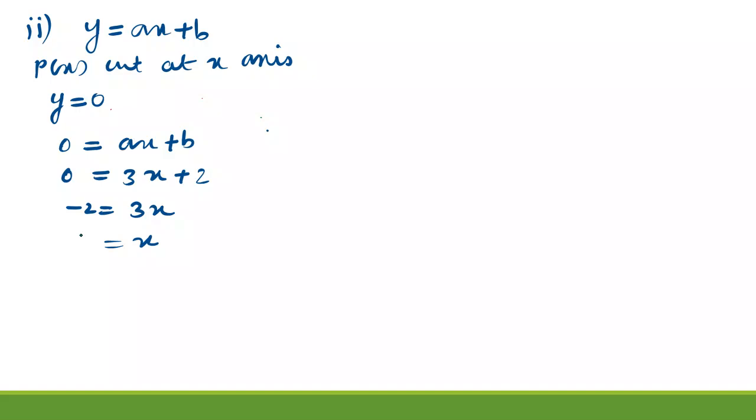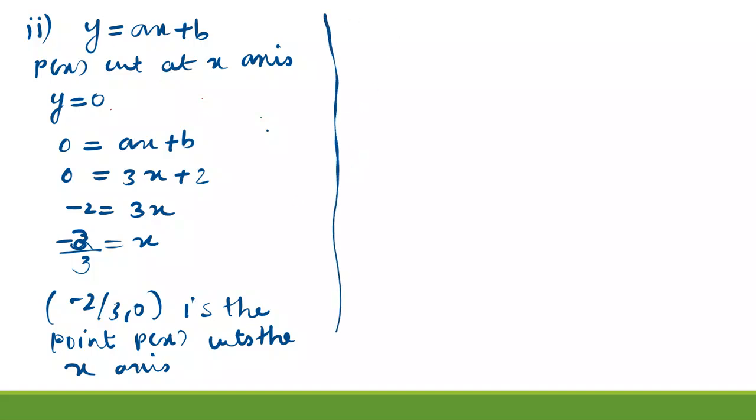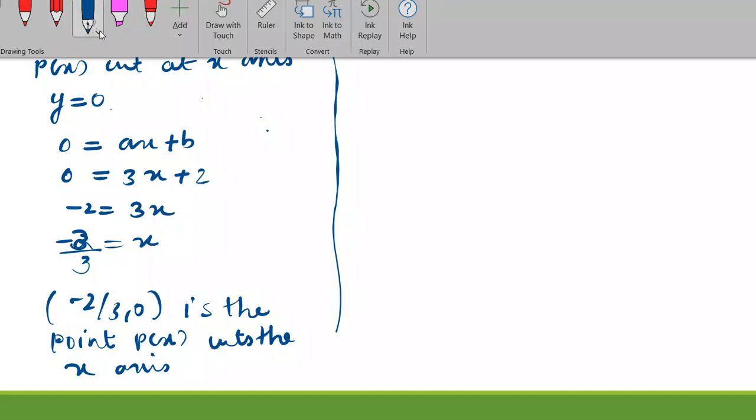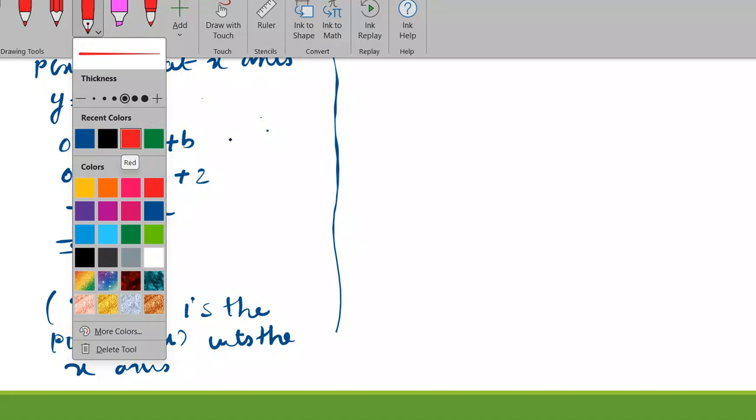So x is equal to what? Minus 2 by 3, right? So we will get minus 2 by 3 comma 0 as the point where P of x cuts the x-axis. Understood? Now similarly we can consider the case where P of x cuts the y-axis, right? As we told, if P of x cuts the y-axis, it means the x-coordinate will be 0.